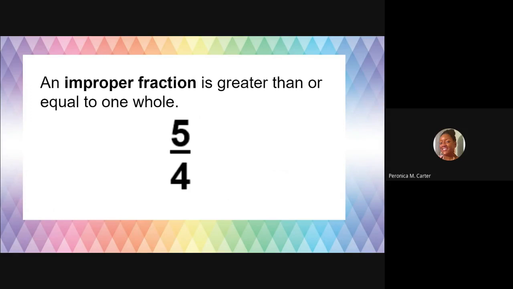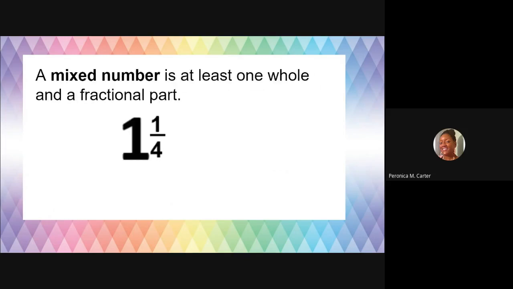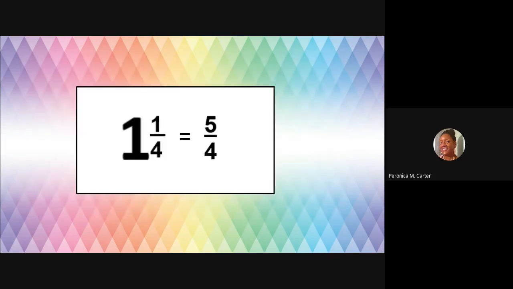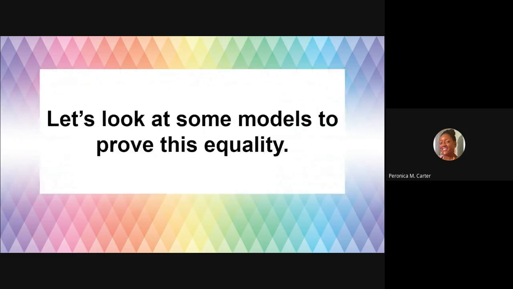An improper fraction is greater than or equal to 1 whole. So it represents at least 1 whole. A mixed number is at least 1 whole and a fractional part. What if I tell you that 1 1/4 is equal to 5/4? Yes, they are. Let's prove it. Let's prove it with models.